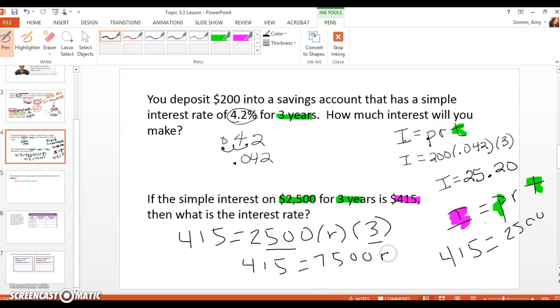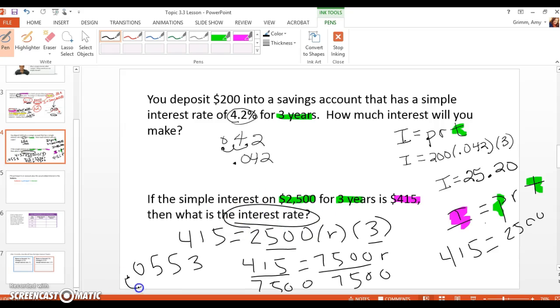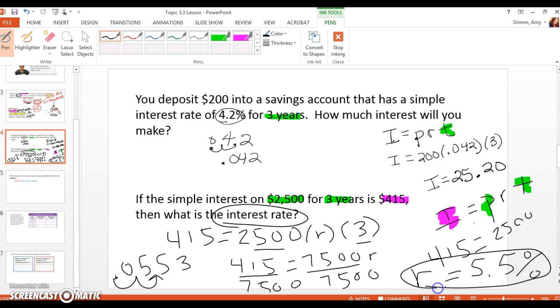And hey, look at this. This looks exactly like what we've been working on. So now I'm just going to solve that. I'm going to divide both sides by 7,500. It's exactly what I've taught you to do. So now I'm going to take 415 divided by 7,500, and in my calculator, I'm getting 0.0553. I'm going to stop there. Okay, so this is a percentage that we just found, which is an interest rate. So now I'm going to move my decimal over 2 times so that now it is 5.5. So my rate is 5.5%. So it's exactly related to what we've been doing before.